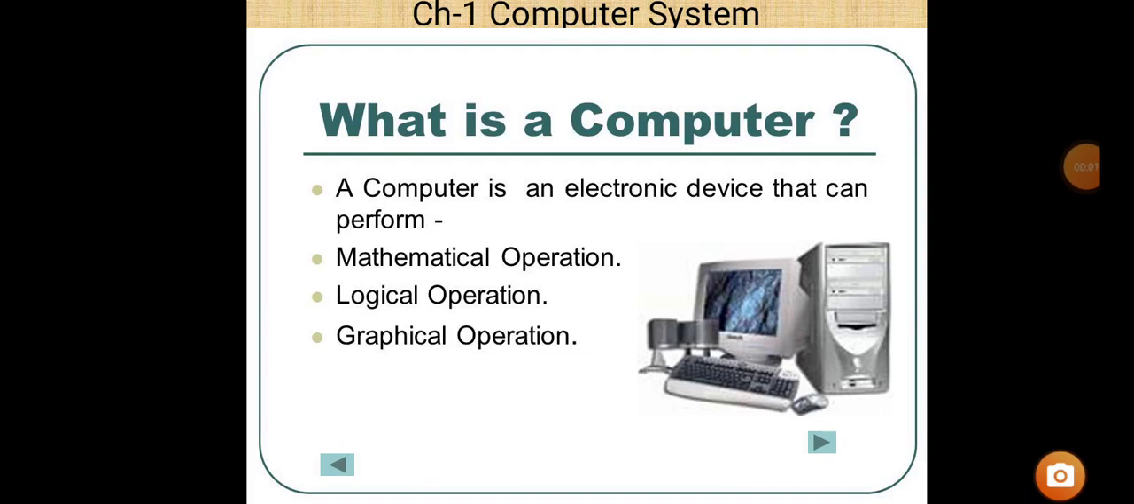Good morning, students. Today our topic is computer system, and in this lecture we are going to discuss different types of computers. So first of all, what is a computer? A computer, as we know, is an electronic device that can perform mathematical operations, logical operations, and graphical operations. So these are the three different types of operation which a computer can perform.